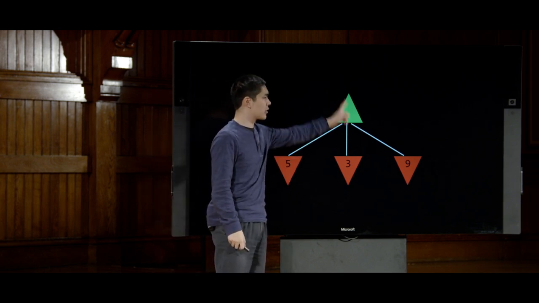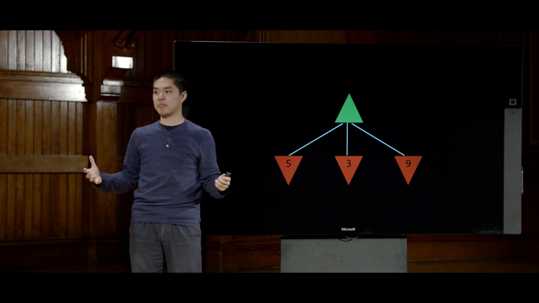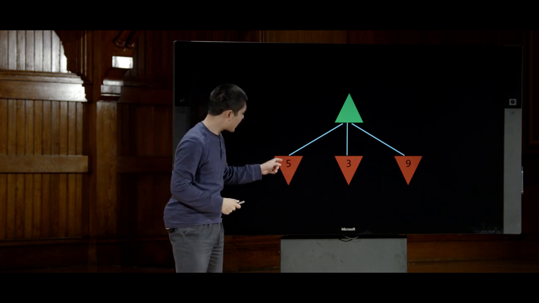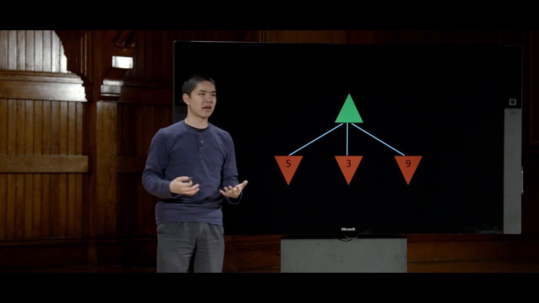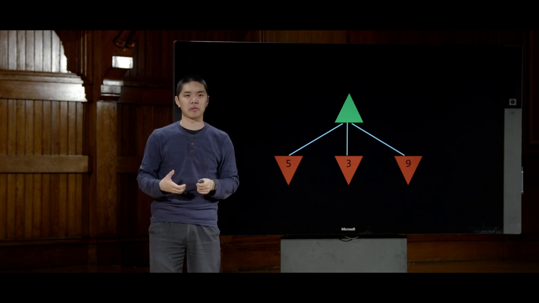Any of these green arrows that are pointing up, that represents a maximizing state. I would like the score to be as big as possible. And any of these red arrows pointing down, those are minimizing states, where the player is the min player, and they are trying to make the score as small as possible.